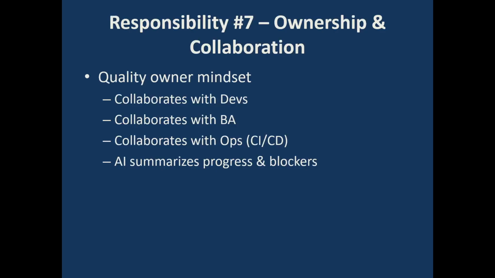Now the next responsibility is ownership and cross-team collaboration. A modern tester is a quality owner, not an executor. They collaborate with devs for fixing issues, business analysts for clarifying requirements, and DevOps people for CI/CD pipelines. AI summarizes progress and highlights blocked modules.